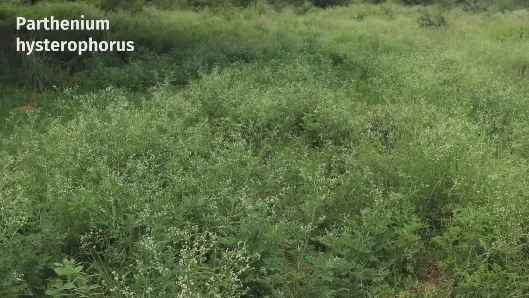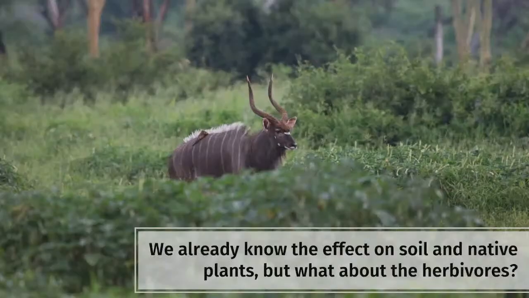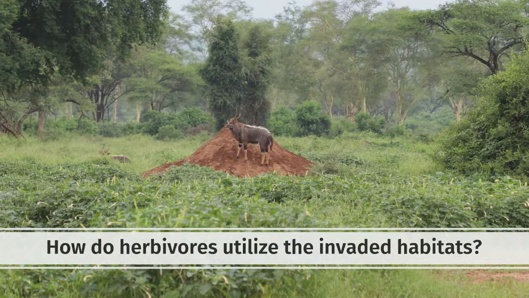And the same for Parthenium. It doesn't grow in the riverbeds, but on the banks, but it also makes these very, very thick, continuous growth that is very unpleasant to walk through. So we already heard about the effect these invasive plants have on the soils and on the native plant communities. So now let's have a look at the herbivores.